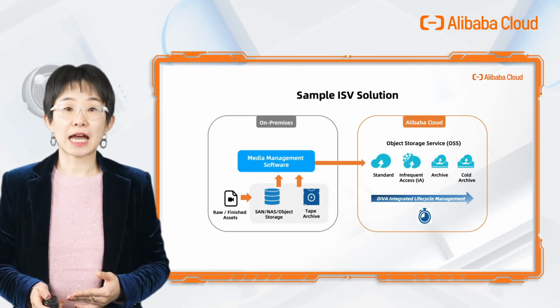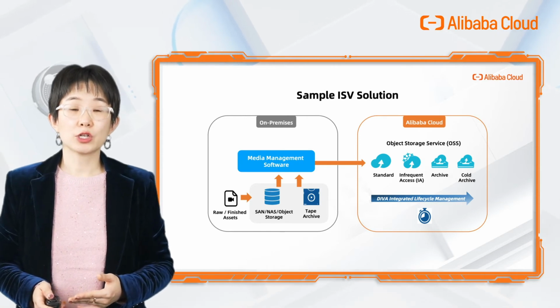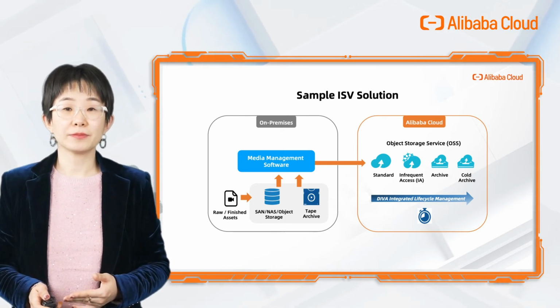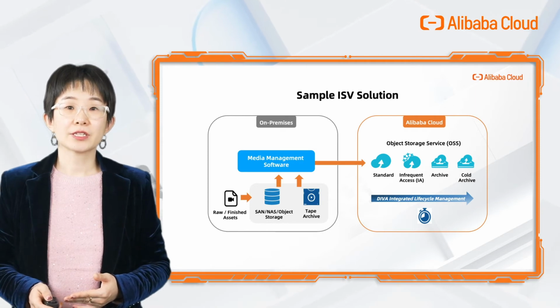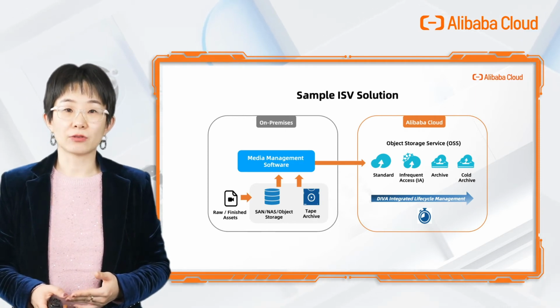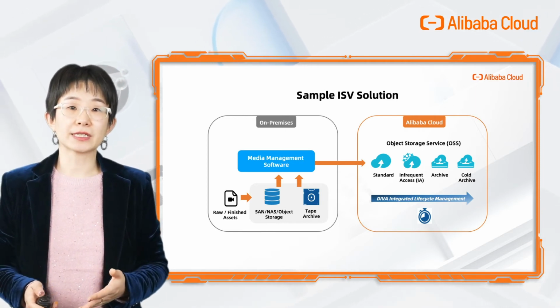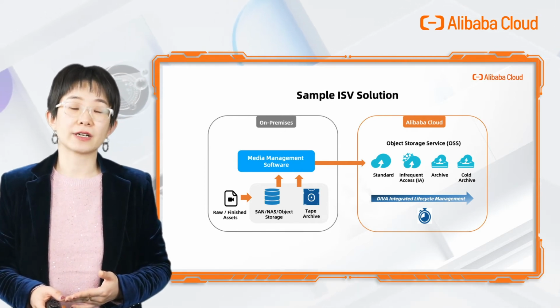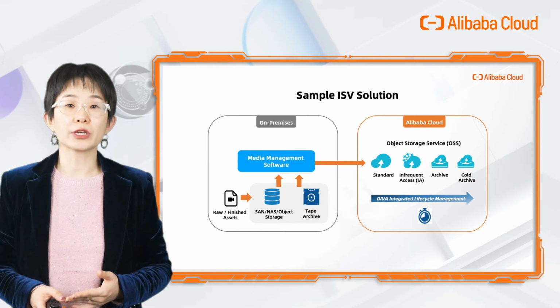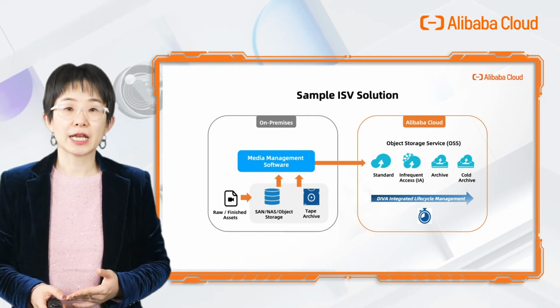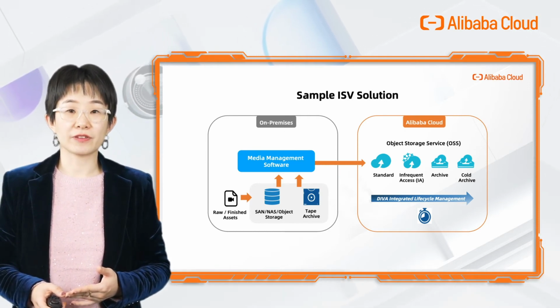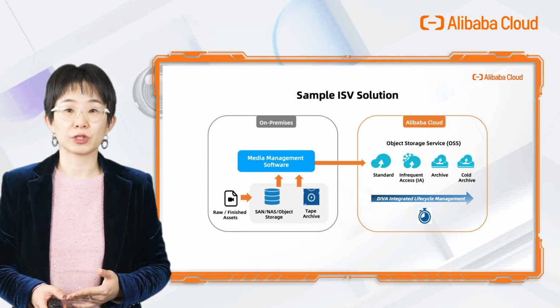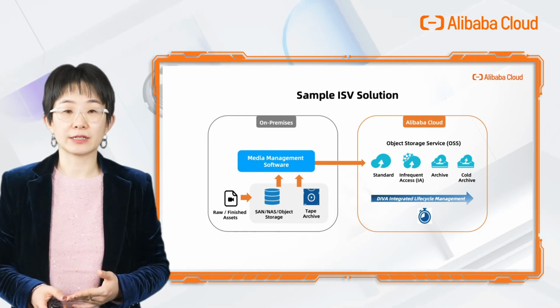Now, let's look at how we work with our partner to perform data archive in media industry. Similar with Cloud Gateway scenario, OSS has been seamlessly integrated with media asset management software such as Diva, so the customers who already use MAM for on-premise storage can choose OSS to archive the valuable media asset on the cloud for lower cost and higher agility.